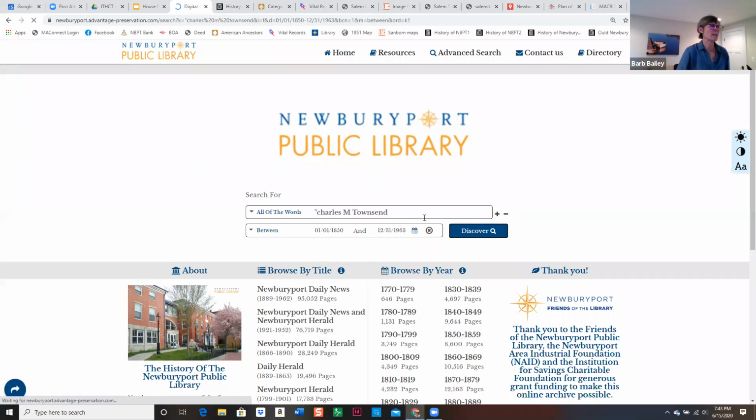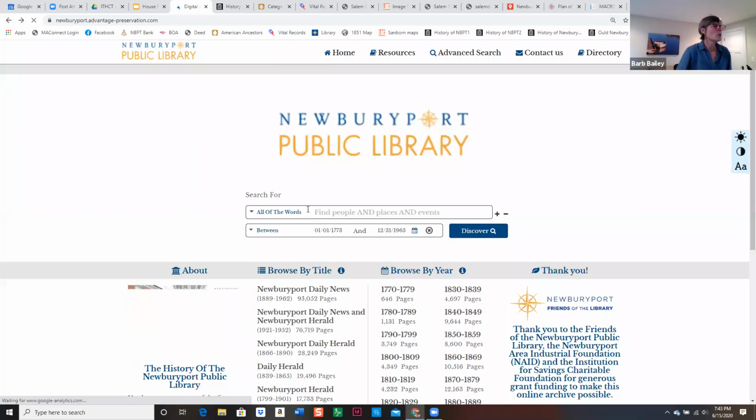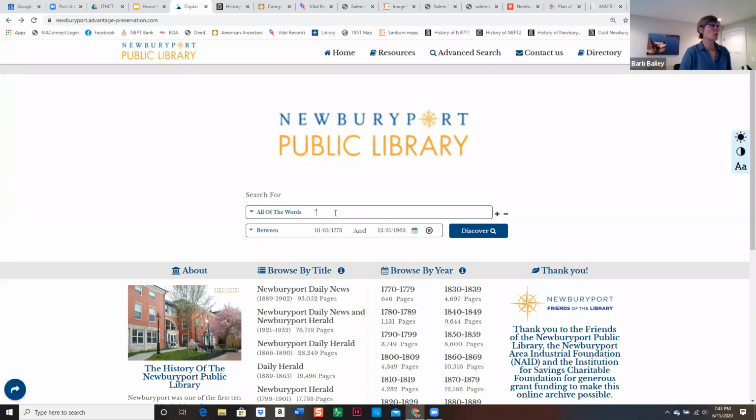And I made one mistake right there. I'm going to pull up way too many things. Let me go back. Let me do that one more time. If you use quotation marks, it'll find only what's in the quotation marks. And I didn't close out that quotation mark. So now it's going to find anything that says Charles M. Townsend versus finding everything that has Charles or everything with an M. So I'm going to discover.